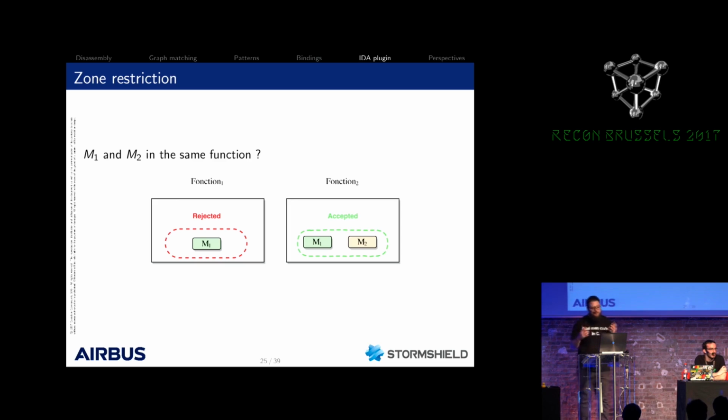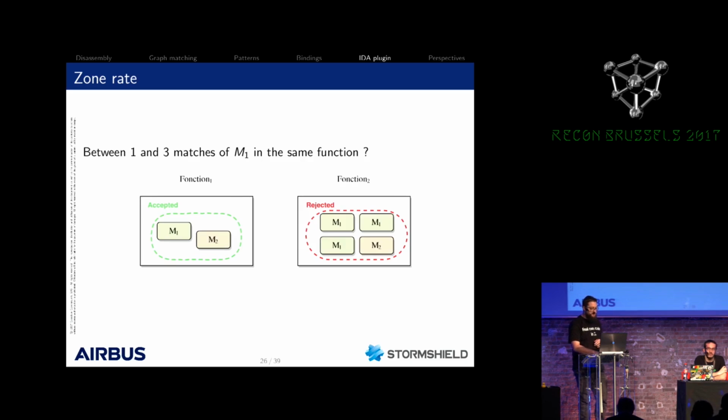So for example, the set key for RC4, we have 2 loops. The first loop is the first pattern, and the second loop is the second pattern. So if we don't have those 2 loops in the function, it's not our function. You can see at the right we have the 2 patterns. So okay, it's accepted. But if we have just one pattern, it's rejected.